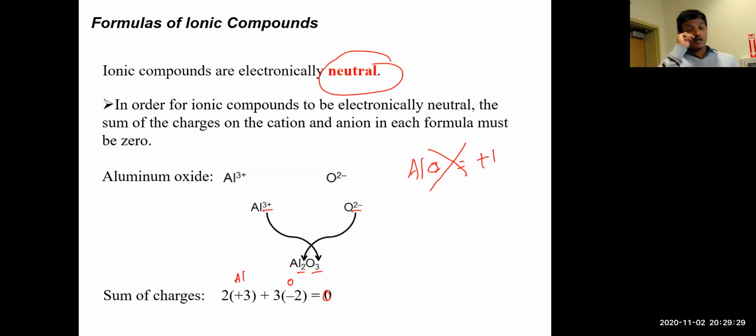This is how you will come up with a neutral ionic compound formula. And this is something that I ask you to do a lot in this chapter. So you need to get used to this style of trying to identify a chemical formula that is electronically neutral.